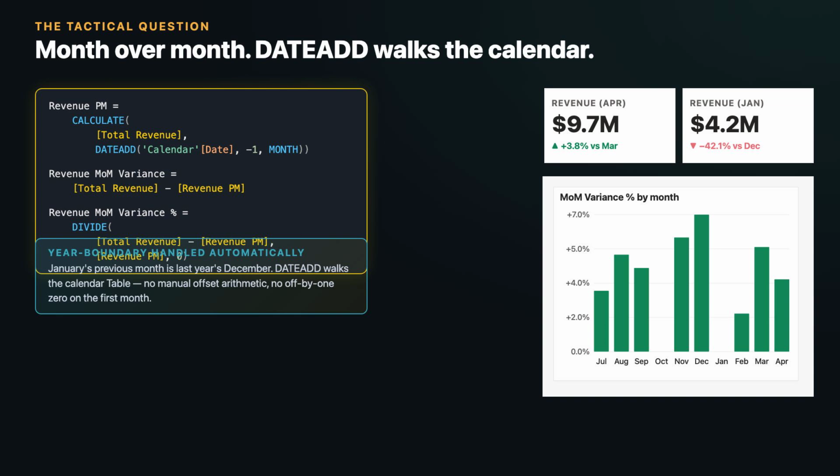And the year boundary case is handled automatically. January's previous month is last year's December. DATEADD walks the calendar table using actual dates, so January's offset lands on last year's December, no off by one on the first month.